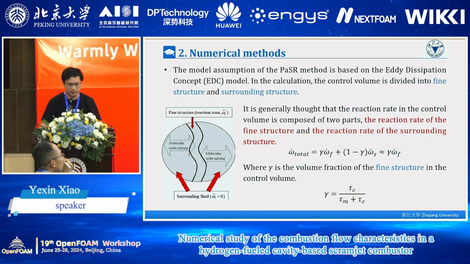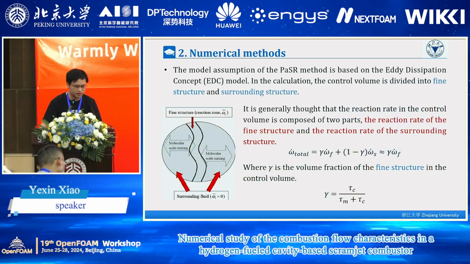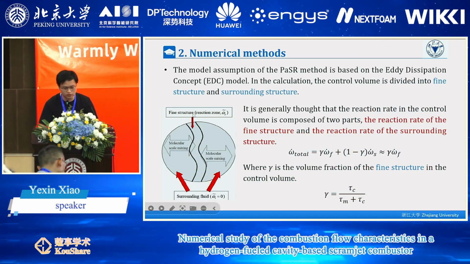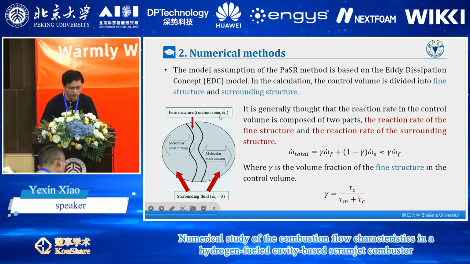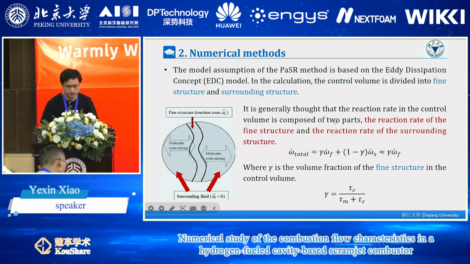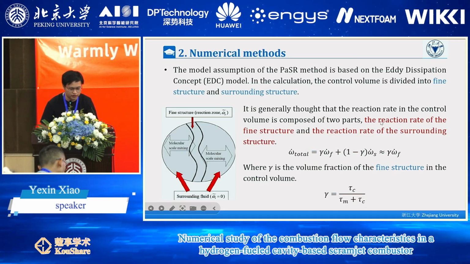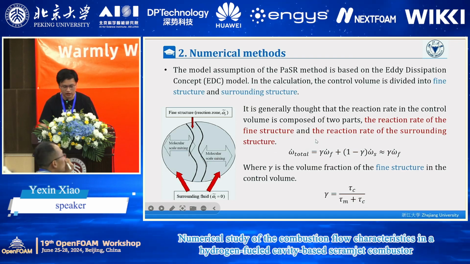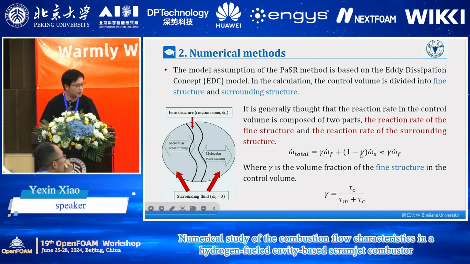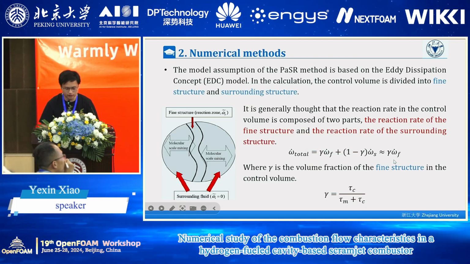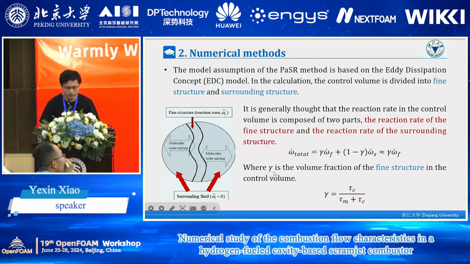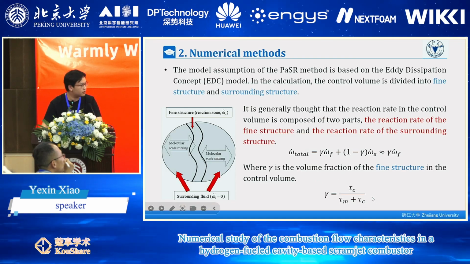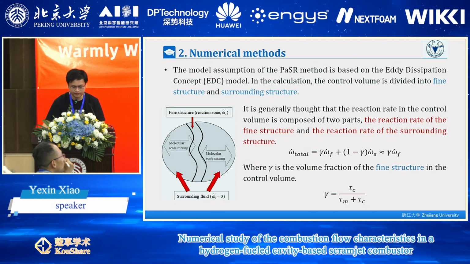The model assumption of the PSR model is based on the eddy dissipation concept model. In this calculation, the control volume is divided into fine structure and surrounding structure. The reaction rate is also composed of these 2 parts: the reaction rate of the fine structure and the reaction rate of the surrounding structure. Sometimes we can just think this part is equal to 0 and get this formula. And the gamma here is the volume fraction of the fine structure, and you can calculate it by this equation.